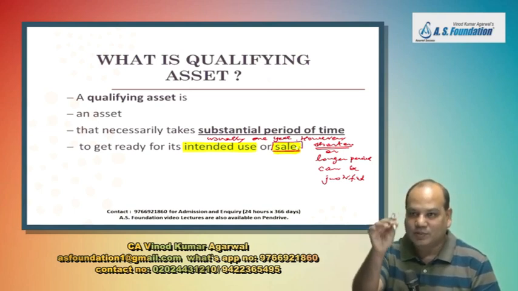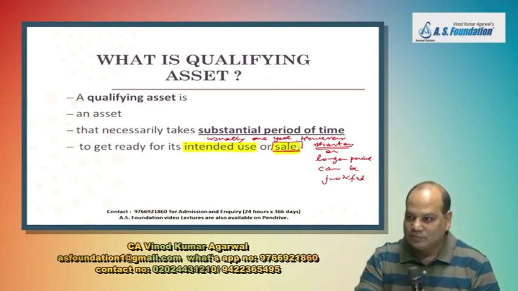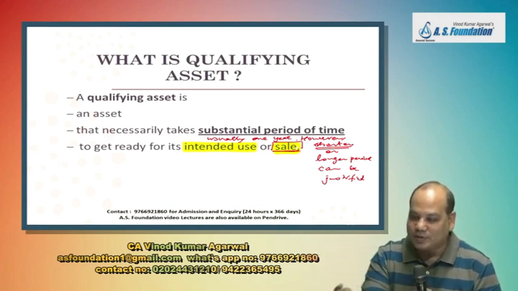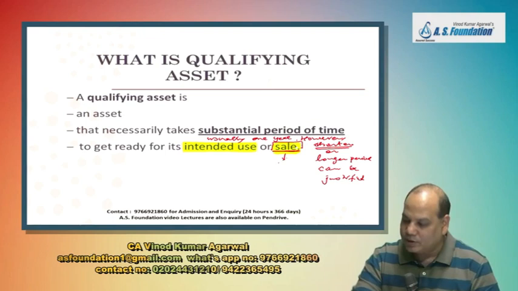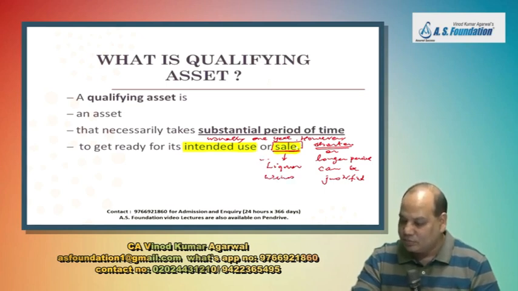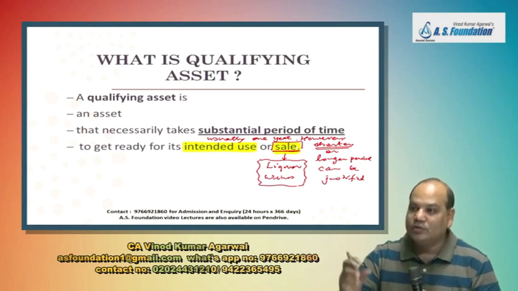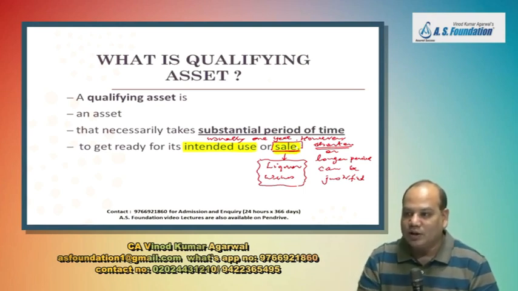Does this pen take substantial period of time? No. It is produced in large quantity on repetitive basis. So there are some inventory, like mostly what I understand, liquor, wines. Because they will have to store it for some years in special storage facilities, and then the wine will mature and it can be sold.